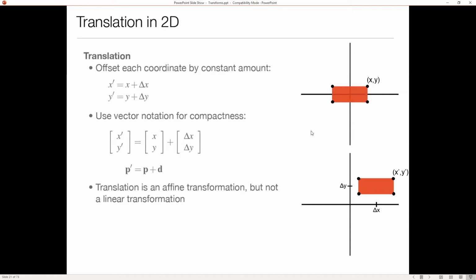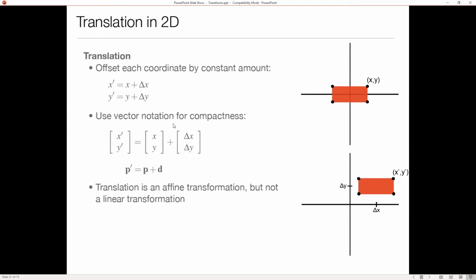Translation, similarly, we can write some sort of matrix form of this, although it has a slightly different form. So we want our x, y position to move to some new x prime, y prime, and it's going to be shifted over by delta x, delta y. So these formulas probably make sense, right? x prime is x plus delta x.